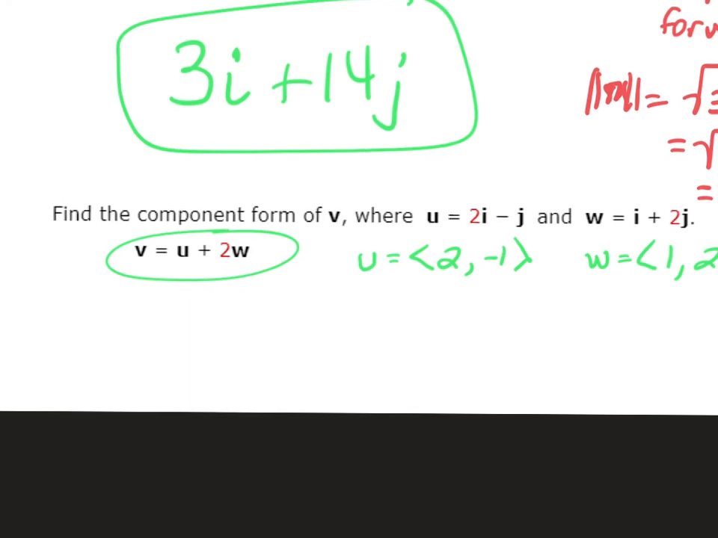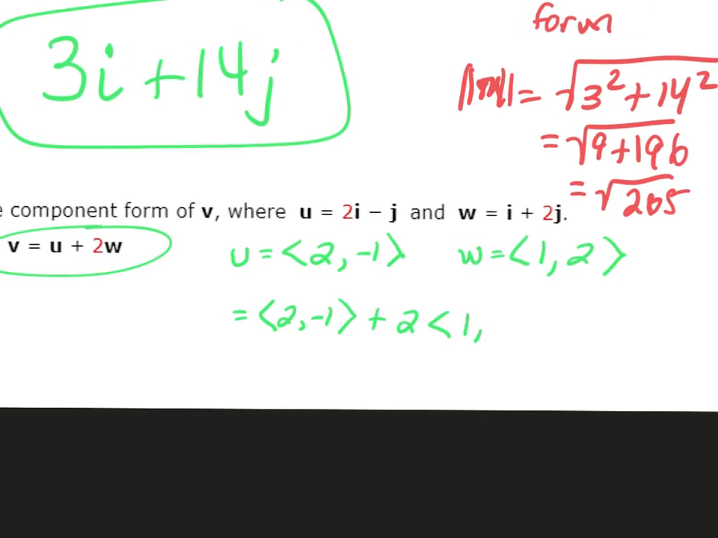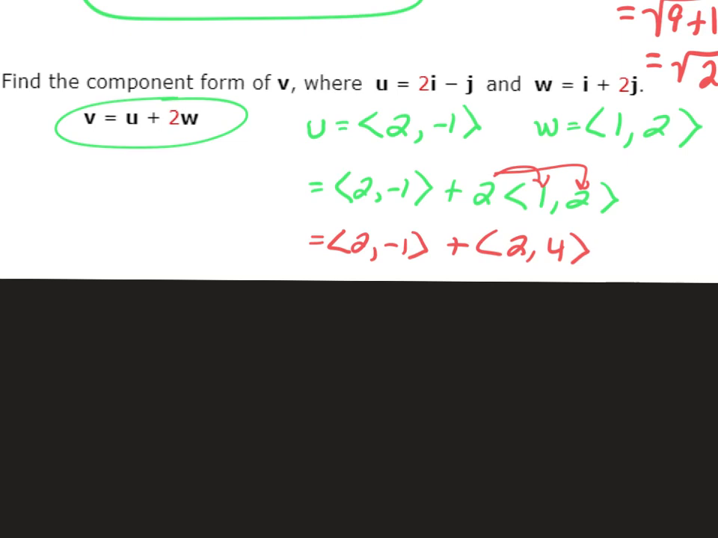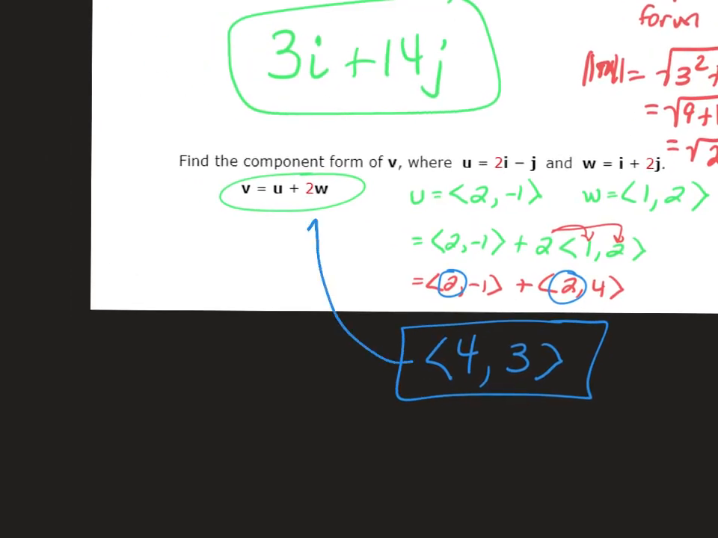So now I'm going to say u, which is 2 comma negative 1, plus 2 times w, which is 1 comma 2. So let's distribute first. And I have 2, negative 1 plus 2 times 1 is 2, 2 times 2 is 4. And now I can combine. I say first with first, second with second. So 2 plus 2 is 4. And negative 1 plus 4 would be 3. So there's the component form of u plus 2w.